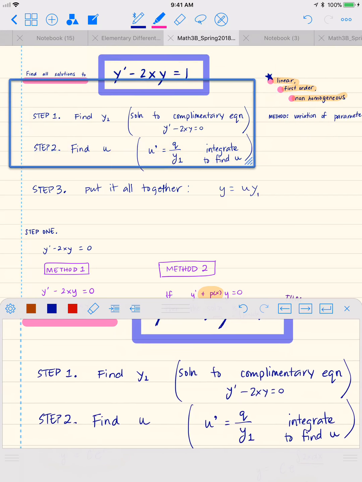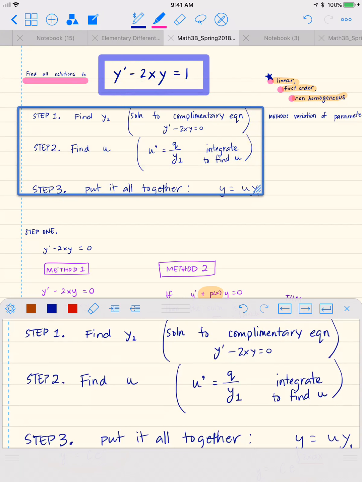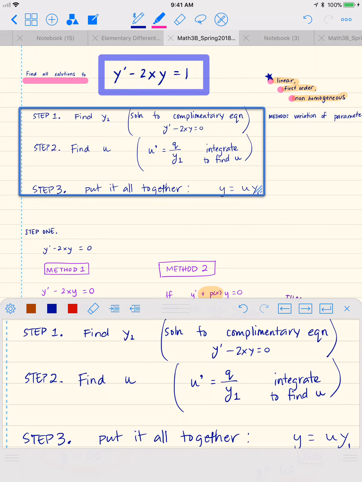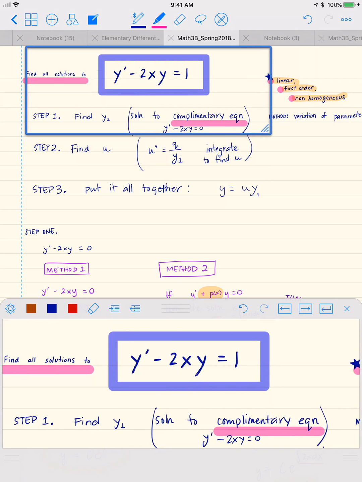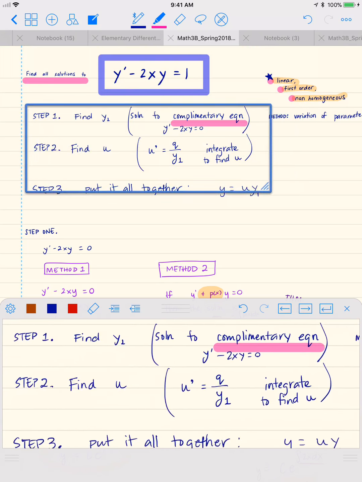So, in this case, as we talked about today in class, we've got 3 main steps that we're going to do. The first step is to find y1, which is our complementary solution. It's a solution to the complementary equation, and the complementary equation is just the homogeneous version of the original equation, right? So our original differential equation is y prime minus 2xy equals 1. So we just turn that into y prime minus 2xy equals 0.